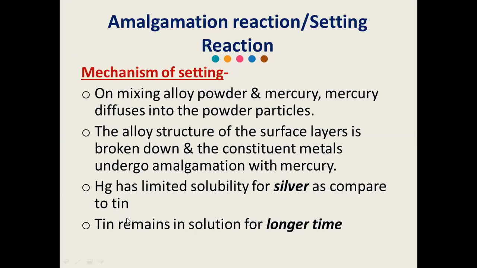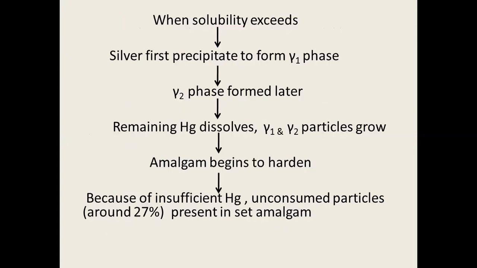And because of this solubility, tin remains in the solution for a longer period of time as compared to the silver. So as the solubility exceeds the weight percentage, silver first starts to precipitate. As its solubility is less, it starts to precipitate first as compared to tin, and there is a formation of gamma 1 phase, that is silver mercury phase.